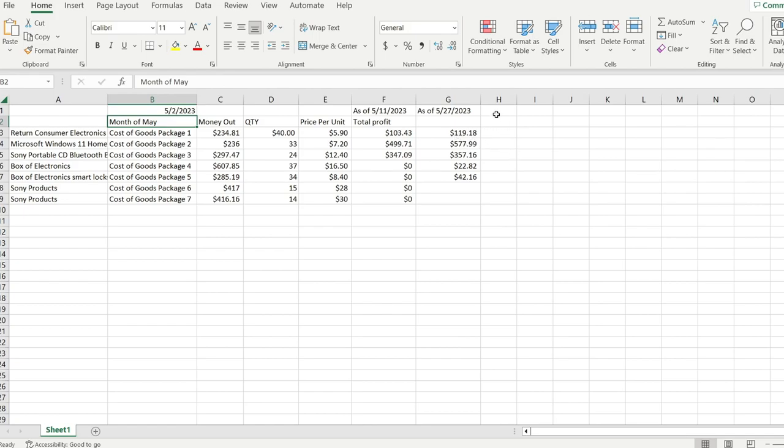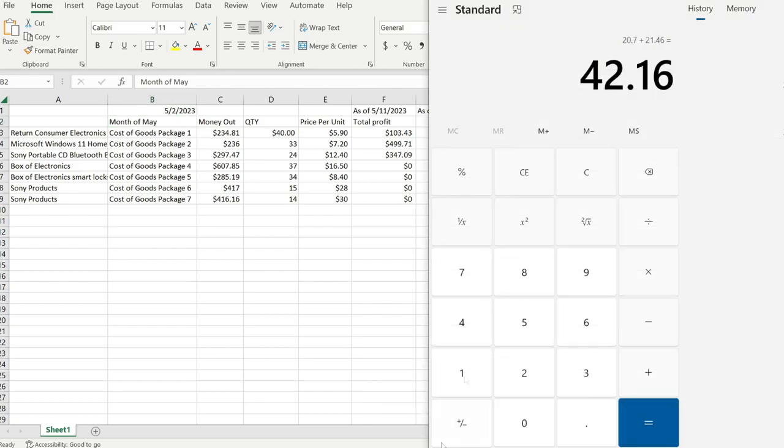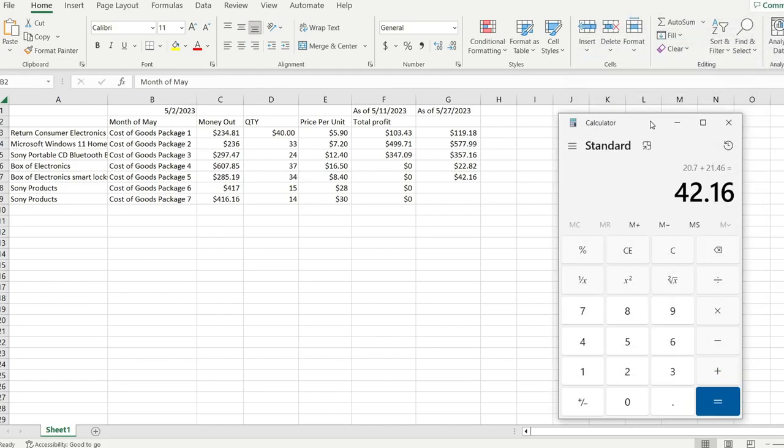was $119.18. So we're looking at a loss of 234.81 minus 119.18, a loss of $115.63 so far. I mean, it's not bad, it's not the worst, but you know, it's still a loss.